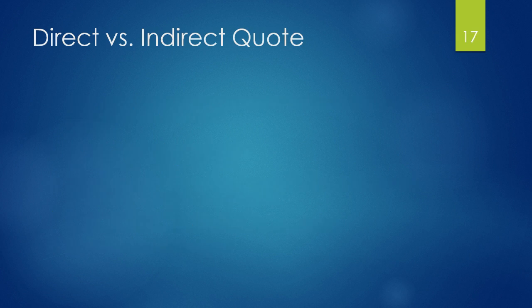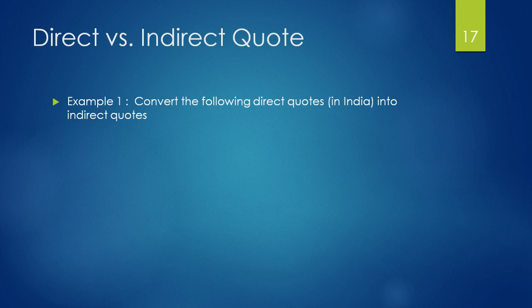Friends, in exam, a small question often comes from direct or indirect quotes. Let us solve a similar problem. The problem goes like this. Convert the following direct quotes in India into indirect quotes. We are given $1 equals 67 rupees and £1 equals rupees 90.